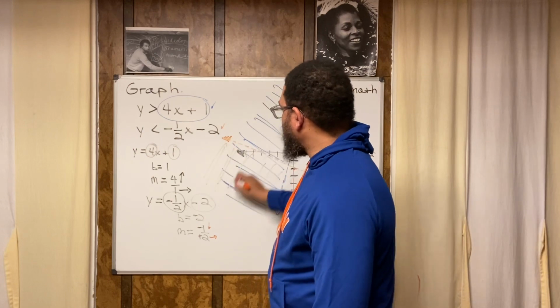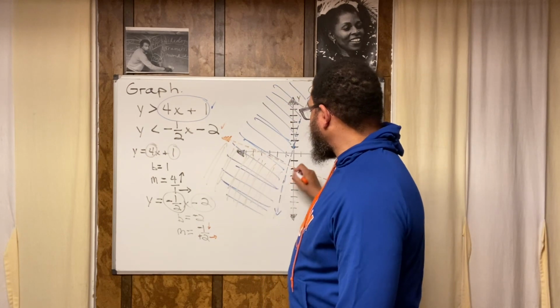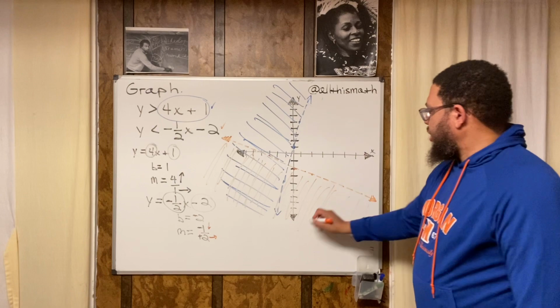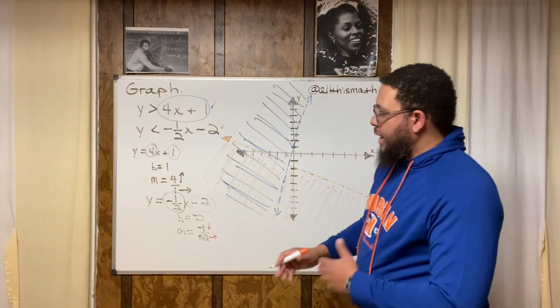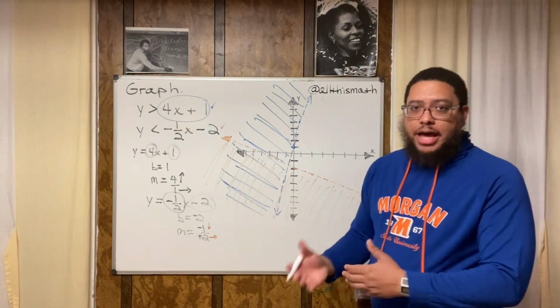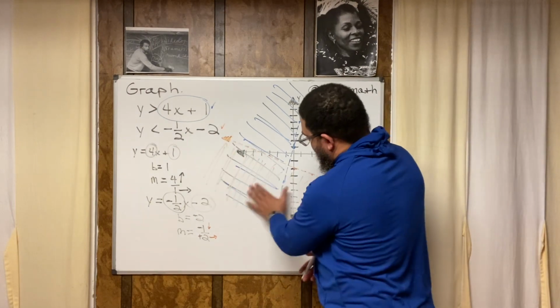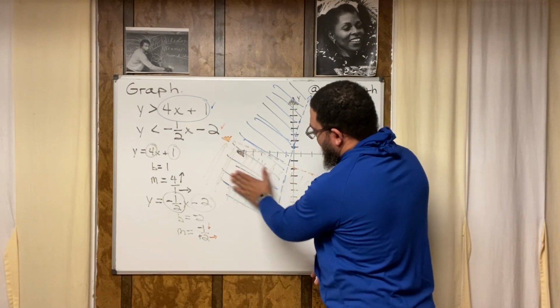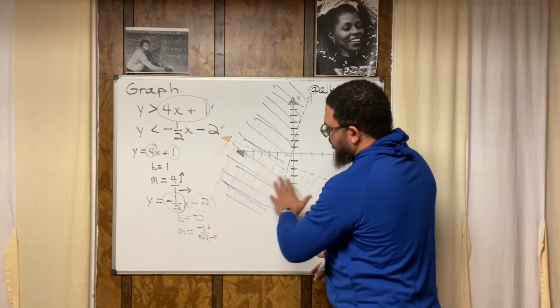Now, how do you know what the solution is? The solution to this system is the shaded area that has 2 colors on it, or the overlap. All of this over here, where you see the blue and the orange, this is the solution. So what does that mean?